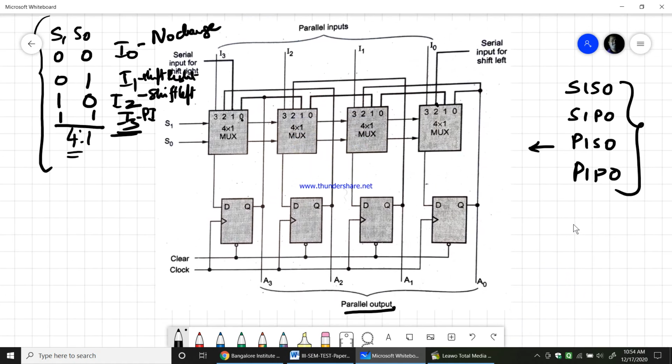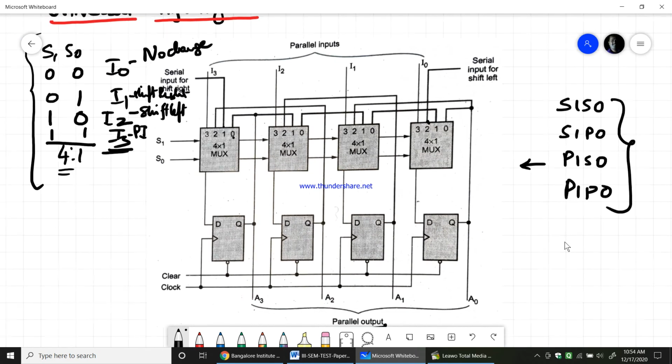So this is the universal shift register that you can look into, and based on the selection inputs S1 and S0, the input of the multiplexer will be selected. Based on that input selected, it works in this way. When I0 is selected, the flip-flops remain as they are, no changes will happen. When I1 is selected in the multiplexer, the flip-flops will work in shift right operation. When I2 is selected in each multiplexer, the flip-flops will work as shift left operation. When I3 is selected in each multiplexer, the flip-flops will work as parallel in and parallel out operation.